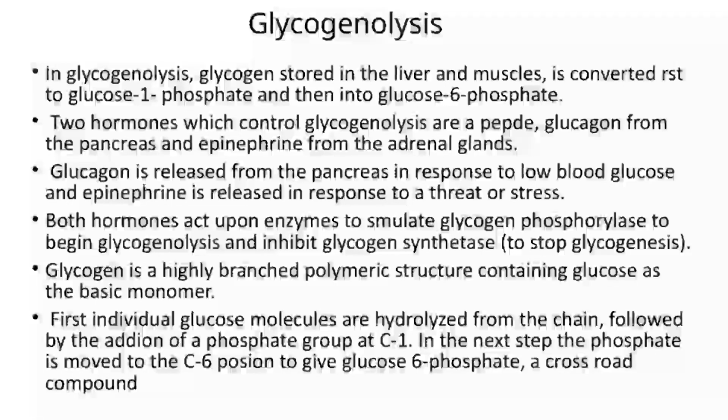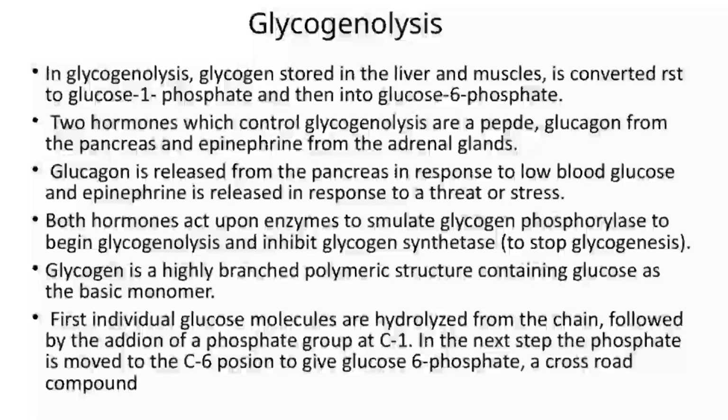In the next step, this phosphate group is shifted from the C1 to the C6 position, converting glucose 1-phosphate into glucose 6-phosphate. This molecule acts as a crossroads, either entering glycolysis to produce energy or, in the liver, being converted into free glucose to maintain blood sugar levels. So, to sum up, glycogenolysis is a finely tuned process, controlled by hormones in response to our body's needs, ensuring we have energy when we need it most.